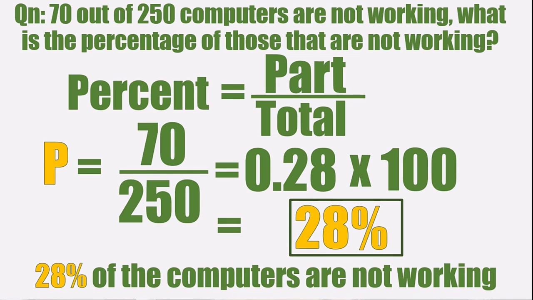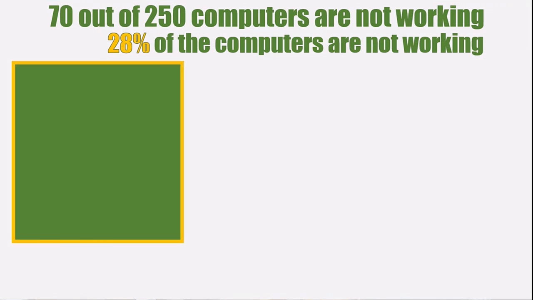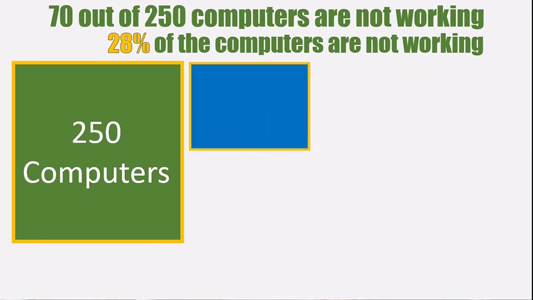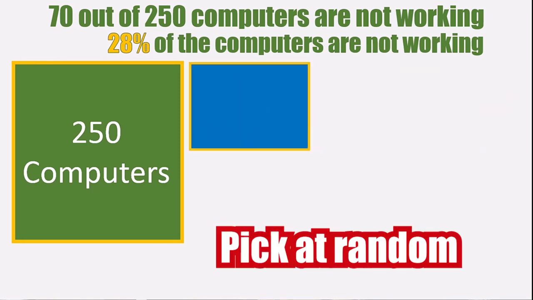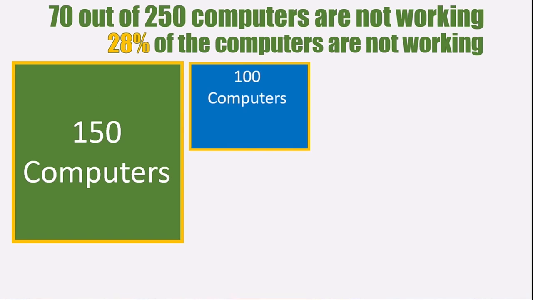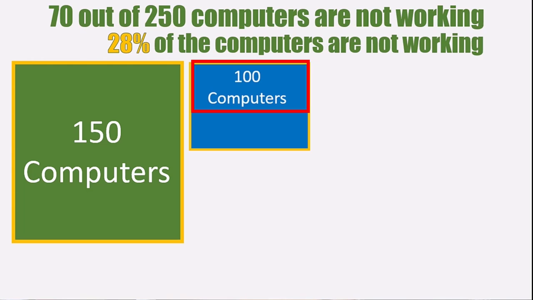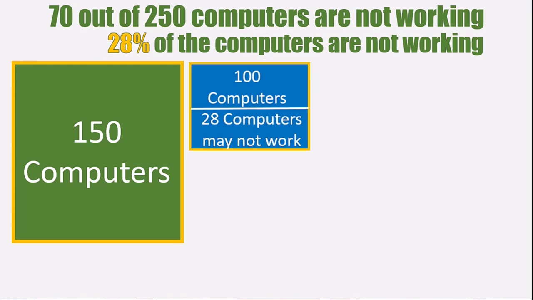Now to better understand exactly what percent means, let's use this real work example. This is actually the same example that we have seen above, and the percentage of computers that are not working is 28. Now let's say we have a green box like this, and this box is containing all our computers, the 250 computers. Then again we bring another smaller blue box like this. Now we decide to pick at random 100 computers from the green box. That will make our green box to remain with 150 computers, and the blue box will have the first 100 set of computers. Now the 28% of computers not working means in the set of 100 computers that we have picked, 28 computers may not work.